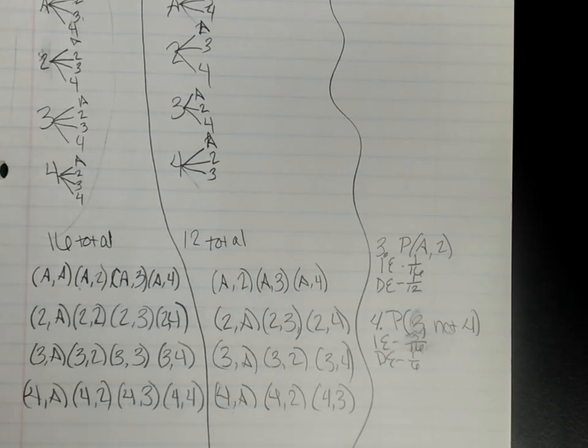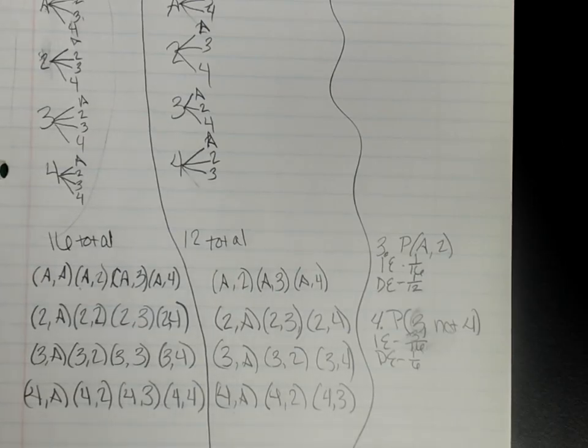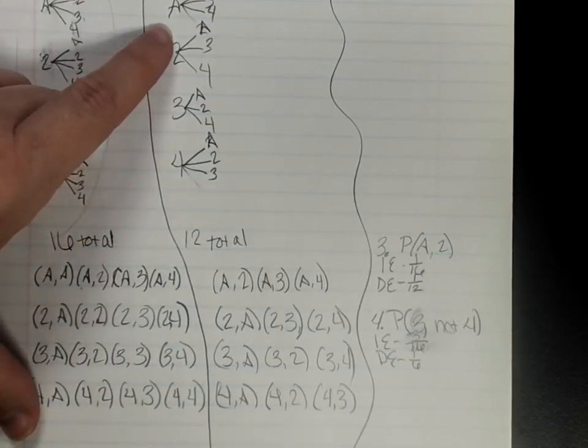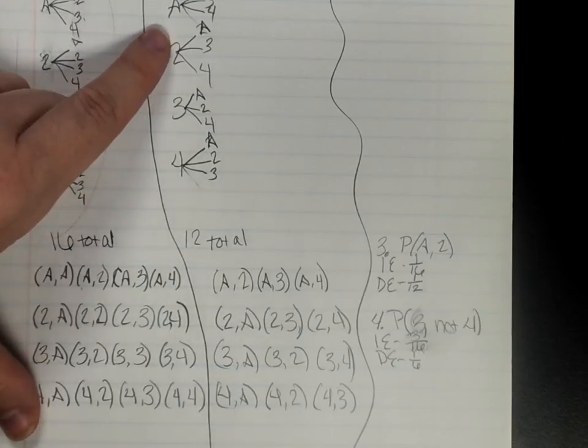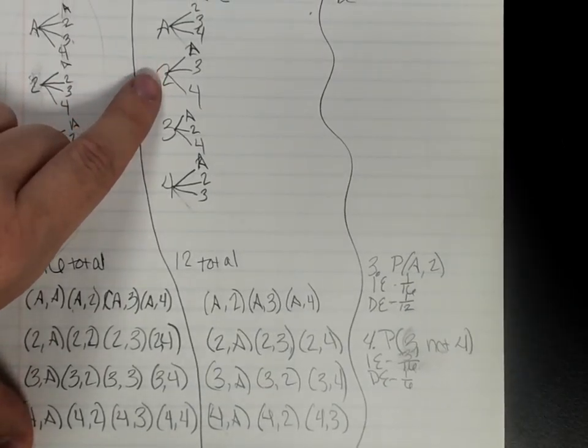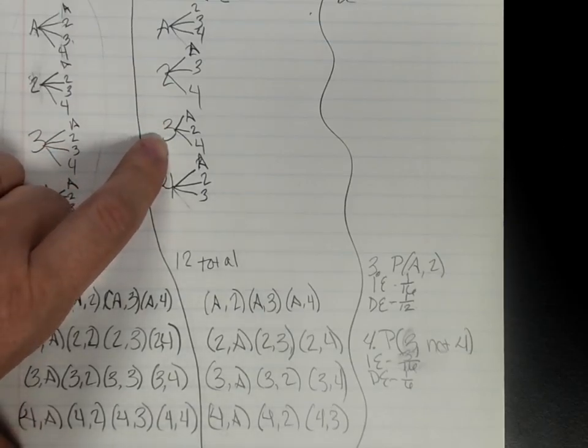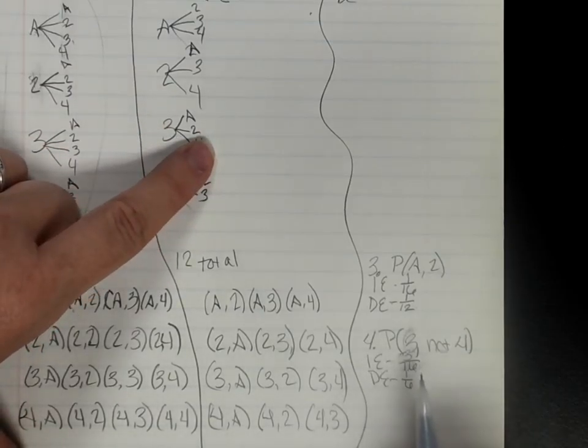Yes, because since we talked about it, if we pick A, then we can't. If it was dependent, if you pick A, then you wouldn't use A again. And since it's asking for 3 followed by not 4, there's only 2 in there. Again. Good.